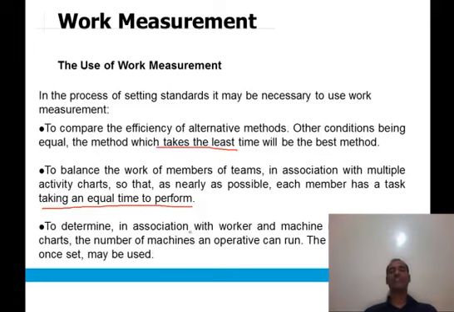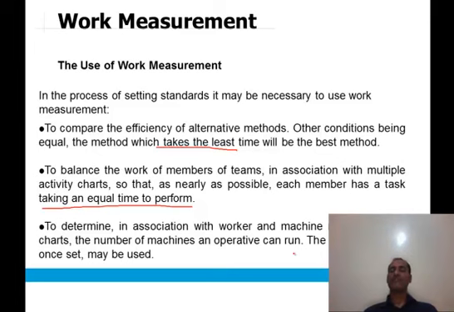So to determine, in association with the worker and machine multiple activity charts, the number of machines and operators, the number of machines and operators can run should also be equal. The work which can be done on the machine should be done properly. The time standards once set may be used.